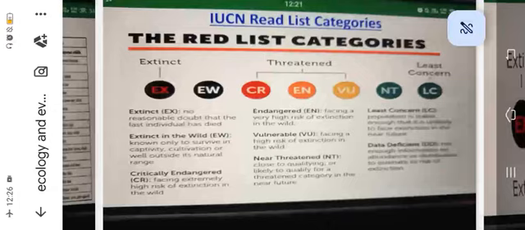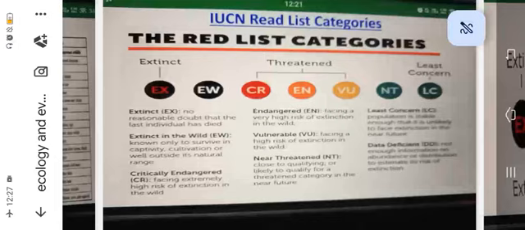Critically endangered, CR, facing extremely high risk of extinction in the wild. Then threatened, endangered, EN, facing a very high risk of extinction in the wild. Vulnerable, VU, facing a high risk of extinction in the wild. Near threatened, NT, close to qualifying or likely to qualify for a threatened category in the near future. Then least concern, LC, population is stable enough that it is unlikely to face extinction in the near future.